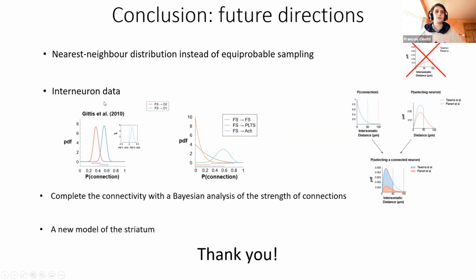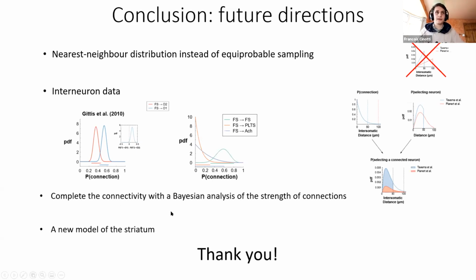Secondly, we'd like to complete our map of the striatum by including interneuron data. So we've already done this. There's data from a study by Gittis and colleagues 2010, and there's a very recent paper as well about cholinergic interneurons, which I have to add to this ongoing work.